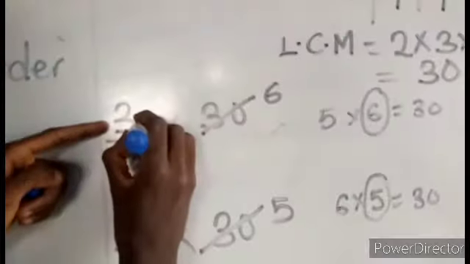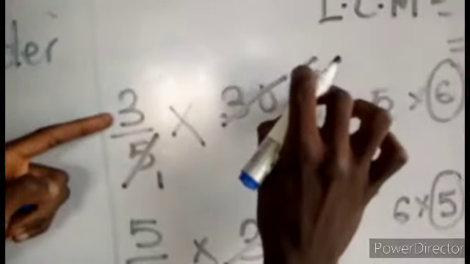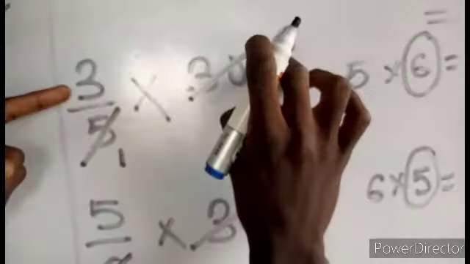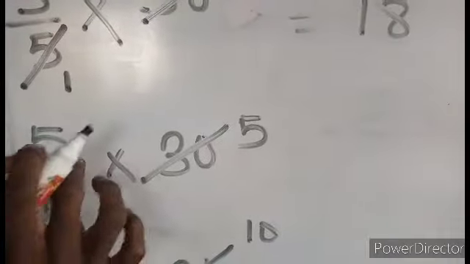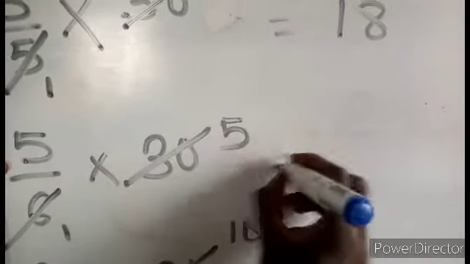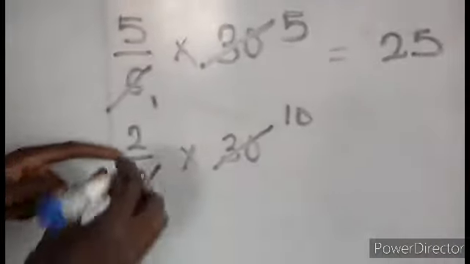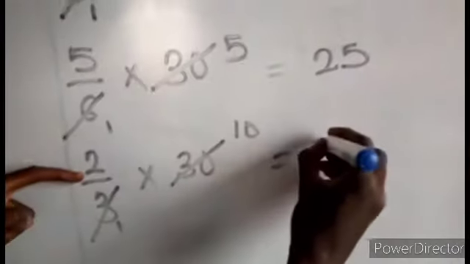Now, the next thing we do is, your numerator for each fraction, multiply it with what you get here, which is 3 multiplied by 6. That should give us 18. Move to the next fraction. 5 multiplied by 5, which should give us 25. To the last fraction, we have 2 multiplied by 10, which should give us 20.